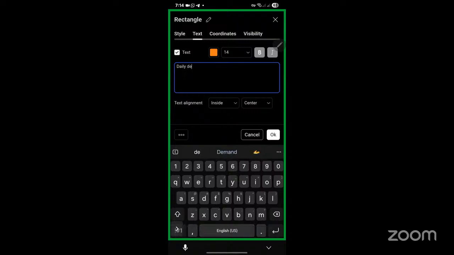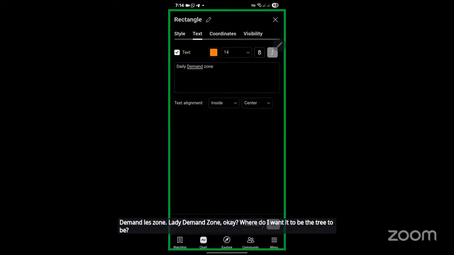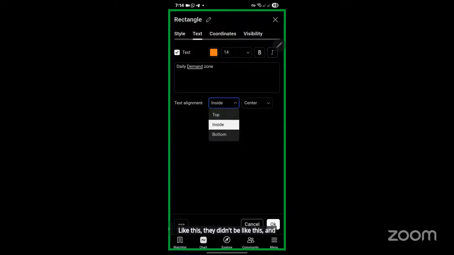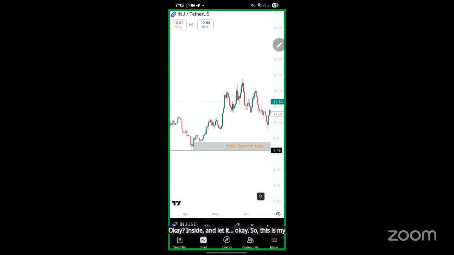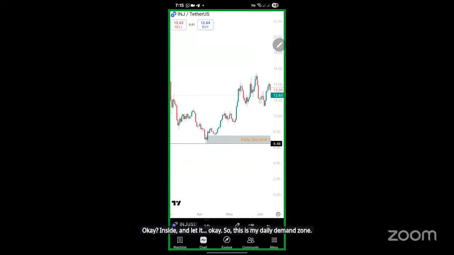Daily demand zone. Where do I want it to be? Let it be like this, and let it be inside. So this is my daily demand zone. You have seen that's the daily demand zone.